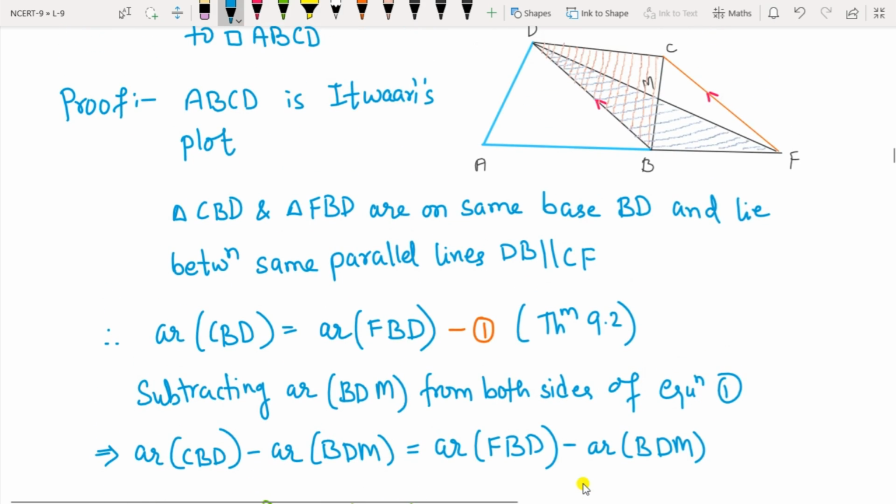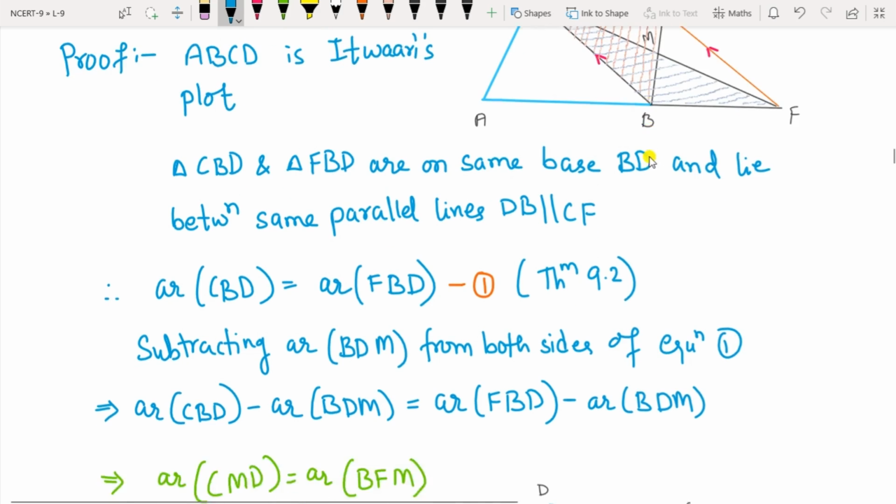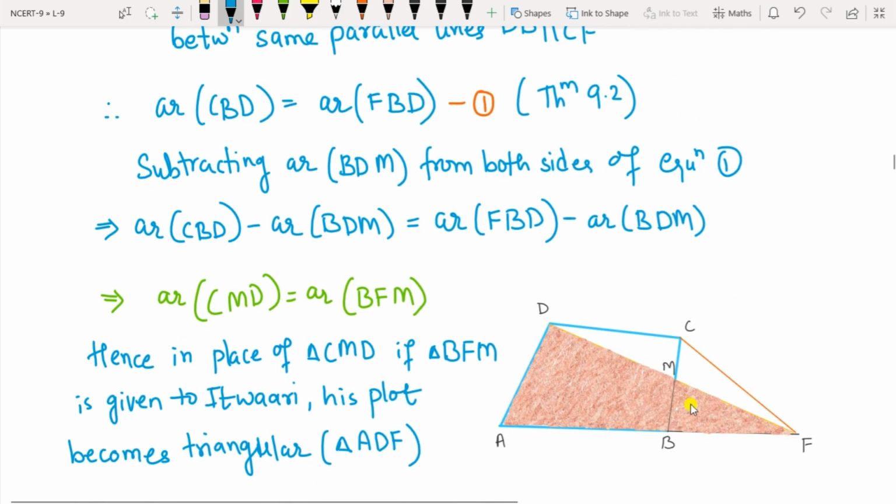Now subtract triangle BMD from both sides of equation 1. On subtracting you will get area of CMD equal to area of FMB. So in place of CMD, the government is allowing him the land FMB. Now his whole land becomes a triangle. Hence in place of CMD, if BFM is given to Itwari, his plot becomes triangular, that is ADF.